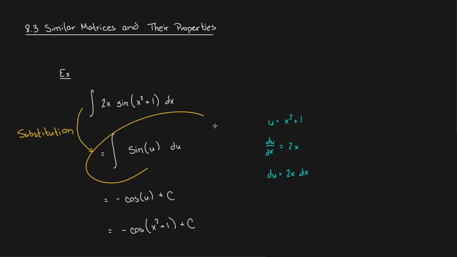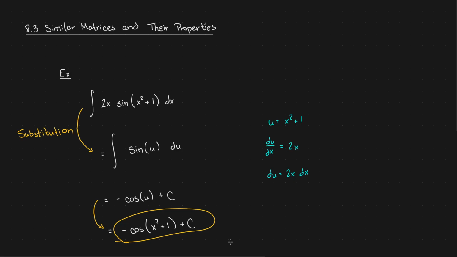So once we got it here, we were able to take the antiderivative, but then this isn't the actual answer we wanted, right? So we need to substitute it back. This was a solution to the easier version of the problem. We needed to substitute back to see how that related to our original problem. Okay, so keep this in mind as we now define similar matrices.